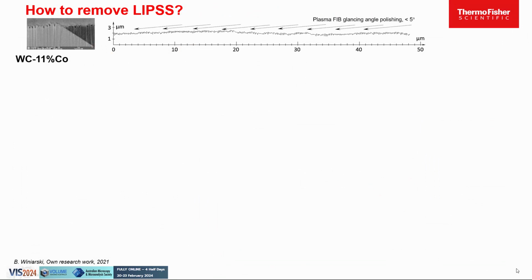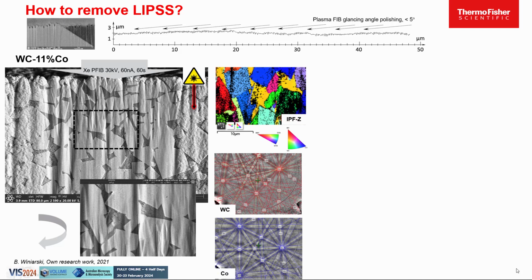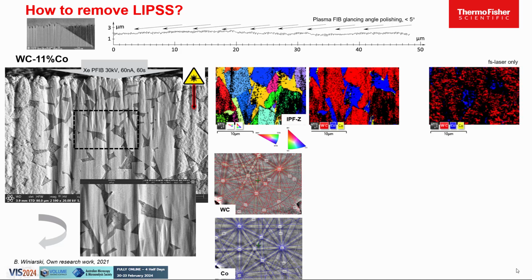We can use plasma FIB to gently polish the surface at near glancing angles. Here we see the polished surface and EBSD maps. There is a clear improvement in indexing rates, and here is a comparison with the laser-treated surface.